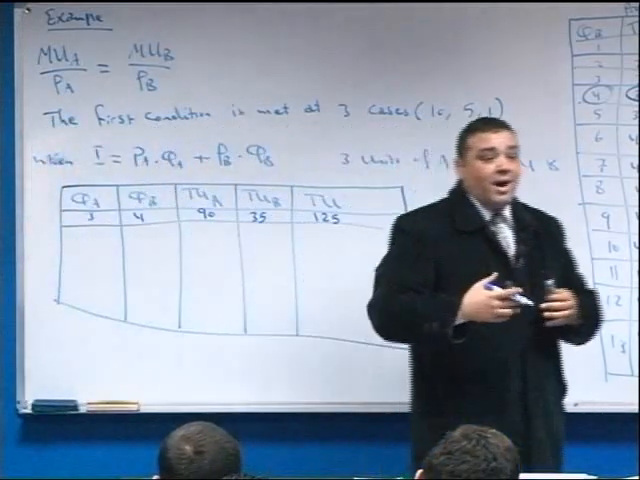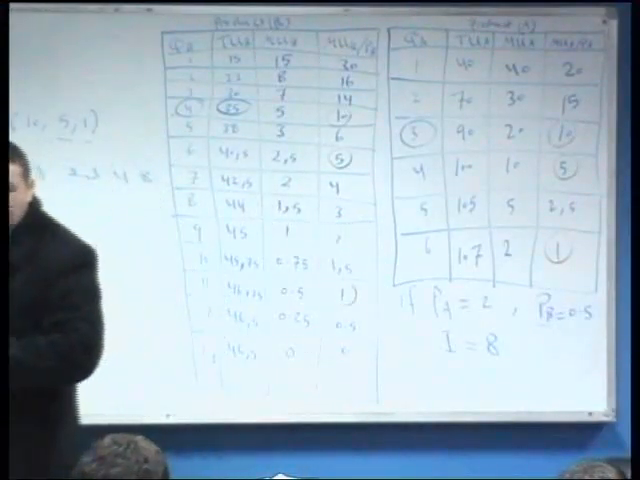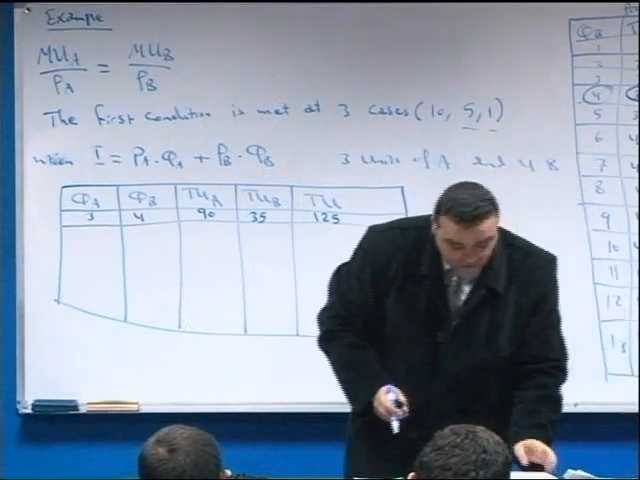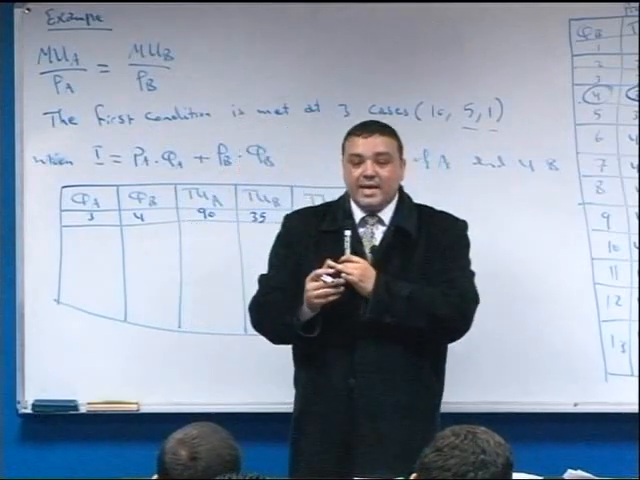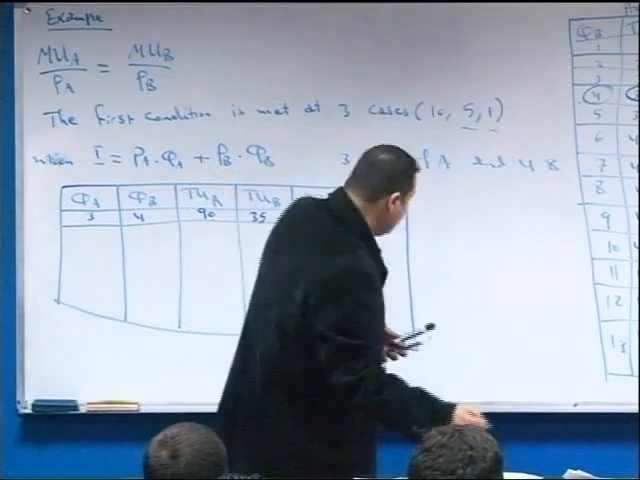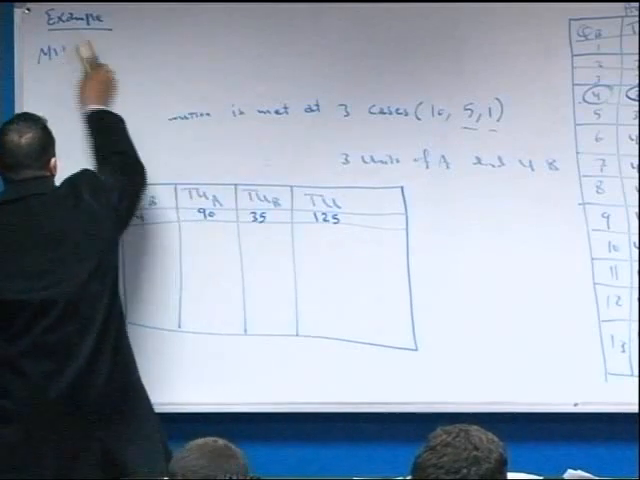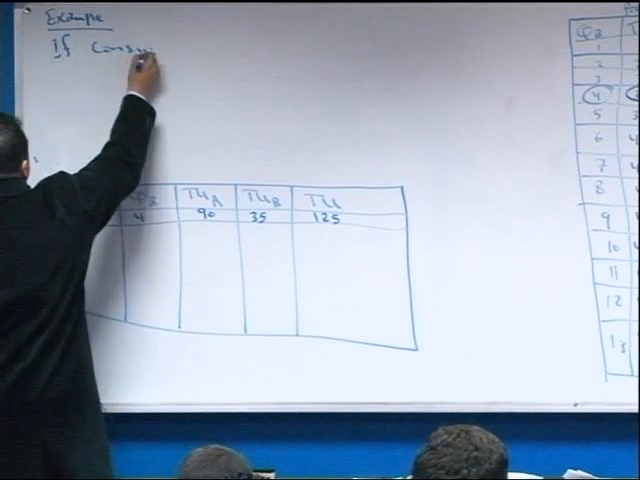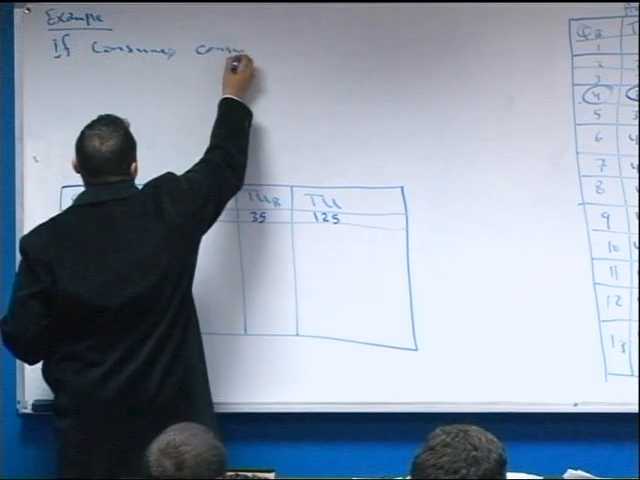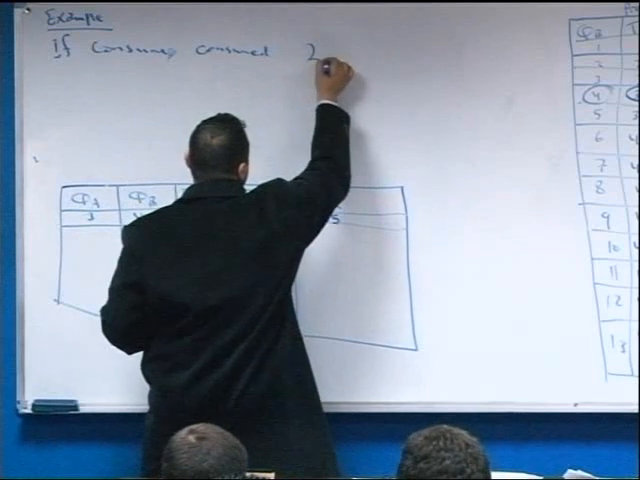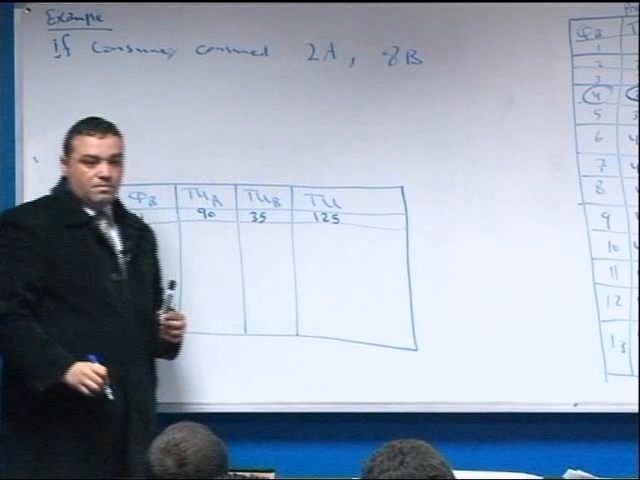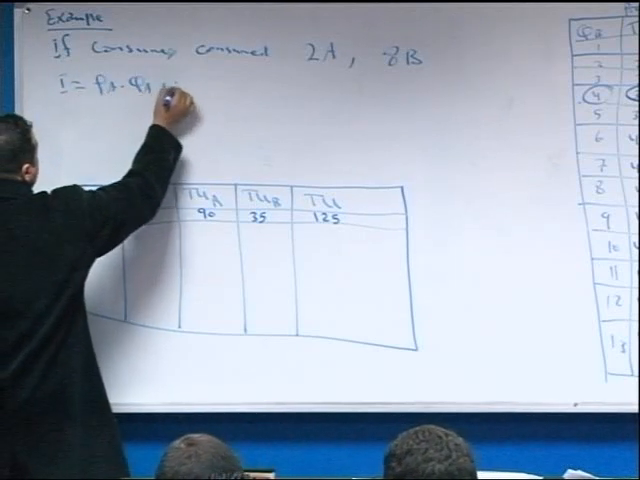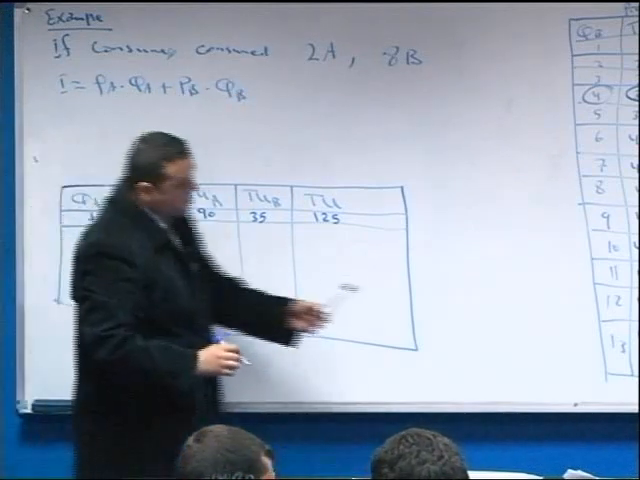Sometimes we can find other quantities that meet the second condition but not the first condition, like when the consumer consumes 2 units of A and 8 units of B. Let's test the second condition. The second condition is I equals PA times QA plus PB times QB, right? I is how much? 8.